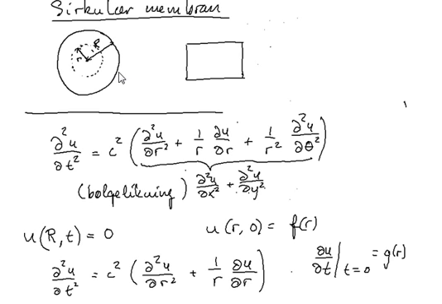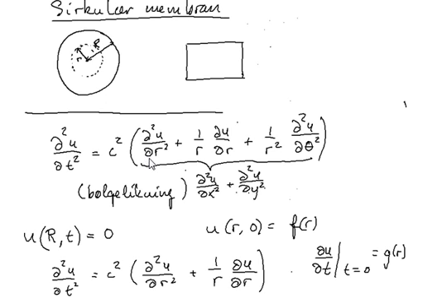Let's now consider the vibration of a circular membrane. So instead of having a rectangular membrane, we now have a circular membrane, and we will use polar coordinates. The radius of this membrane is called capital R.